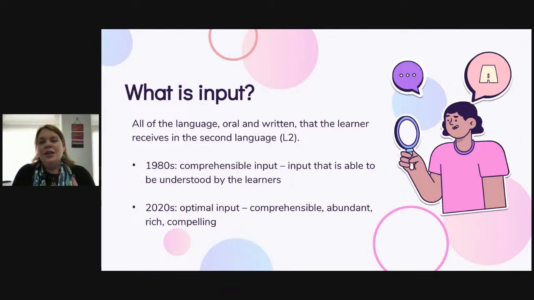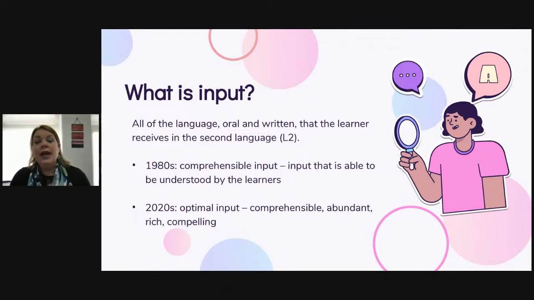Throughout the years, we've done more and more research as linguists on input and the importance of input in acquisition. And now we have hundreds and hundreds of scientific studies that tell us that input is absolutely essential for acquisition. Without input, acquisition just cannot happen. In the 2020s now, Dr. Krashen took his idea of comprehensible input and built on it and developed it more and came up with the notion of what we call optimal input.